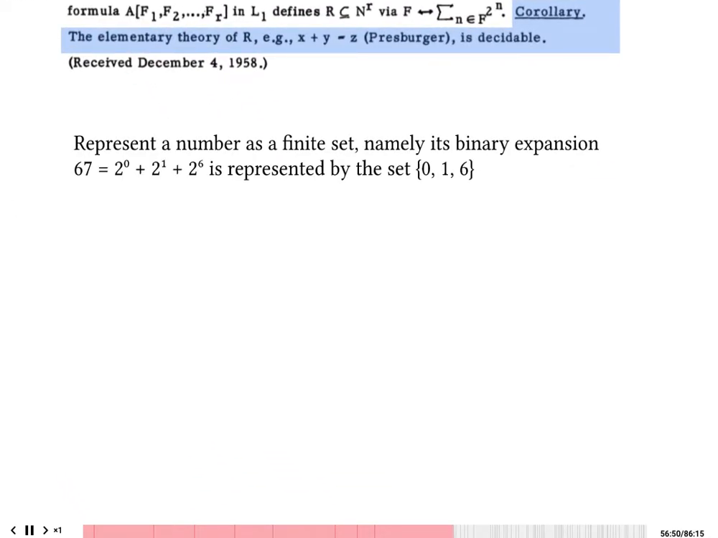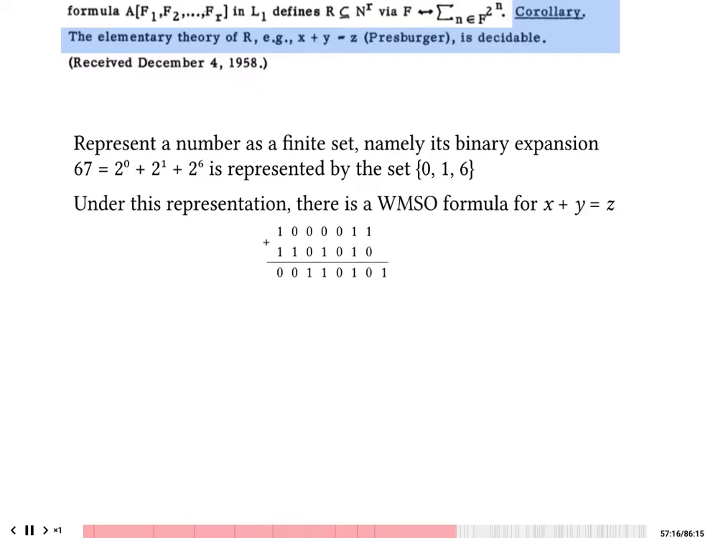The idea is very simple. If I want to embed Presburger arithmetic in weak MSO, I just use the obvious representation of a number as its binary expansion. So if I want to represent the number 67, then I use the set 0, 1, 6, which is the powers of 2 that participate in the binary expansion of 67. And if you represent numbers as finite sets via binary expansion, then you can implement addition in weak MSO, because if you think about how you add two numbers, this can be formalized using weak MSO.